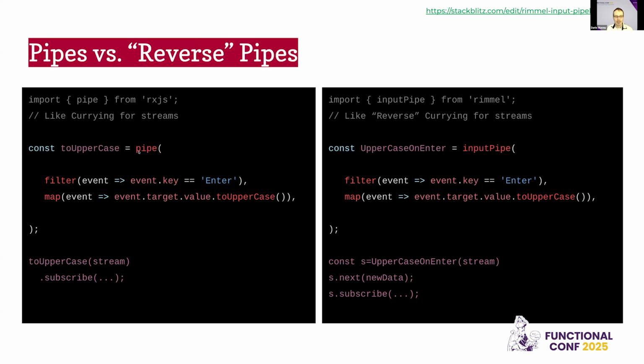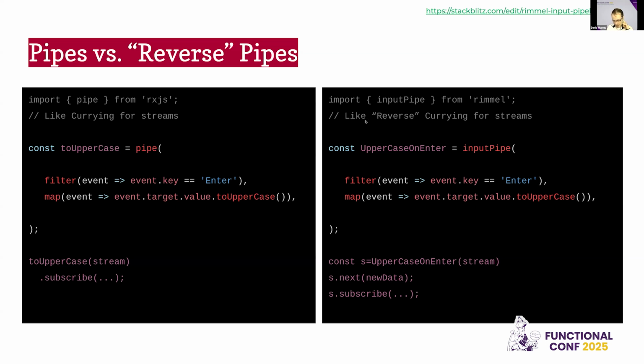Not many people know that in RX you have this pipe function in addition to the pipe method. So the idea is you create a pipeline, right? If you create a pipe like this, you pass some operators, filter, map, etc. That becomes something you can feed with a stream, right? So when you call toUppercaseStream, you pass another stream to it, like a subject, a behavior subject. Then it becomes an equivalent of stream.filter.map, etc. And then you can subscribe, etc.